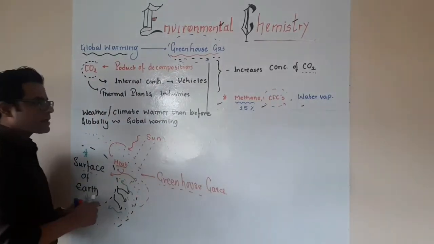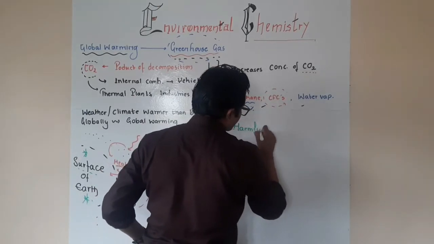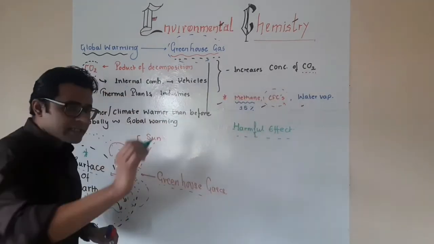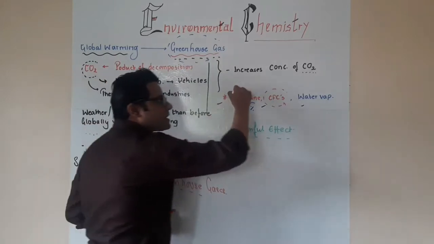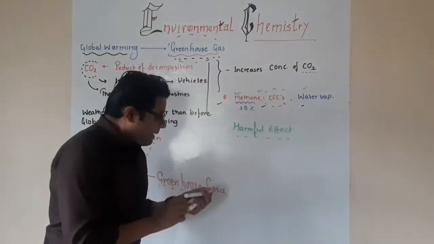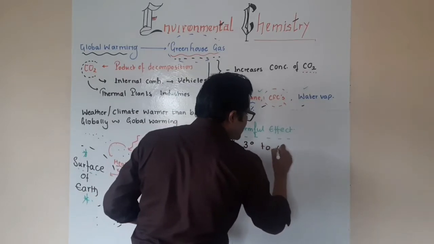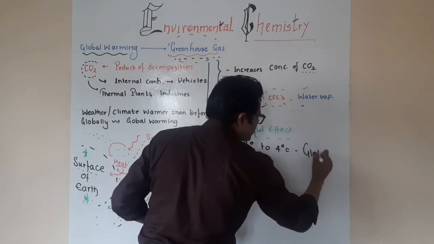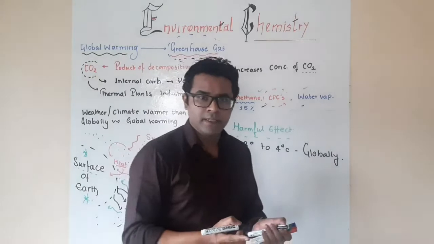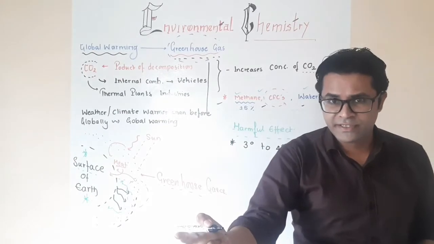Let us try to understand what the harmful effects of this global warming are because of the greenhouse effect. When we speak about the harmful aspects, the first thing we need to understand is that if this trend of increase in greenhouse gases goes on, then we might see an increase in temperature of 3 to 4 degrees Celsius globally.